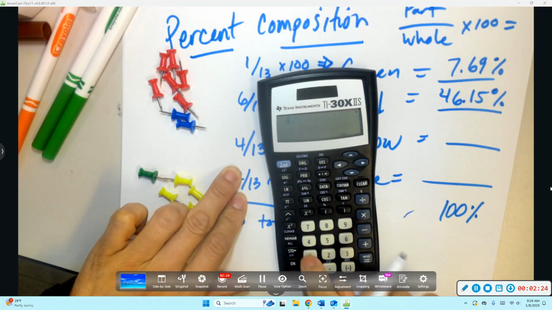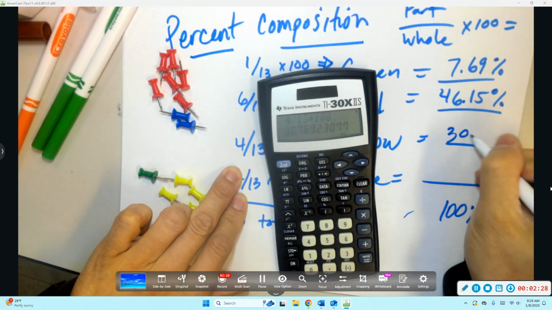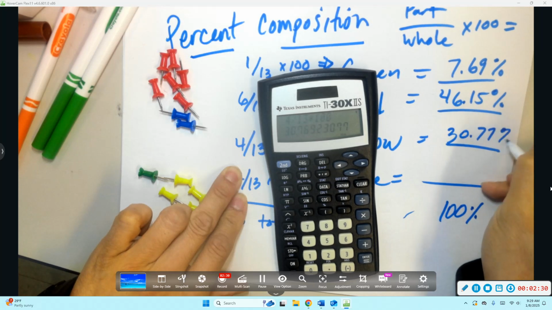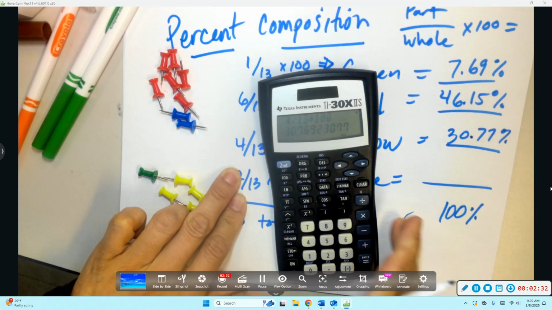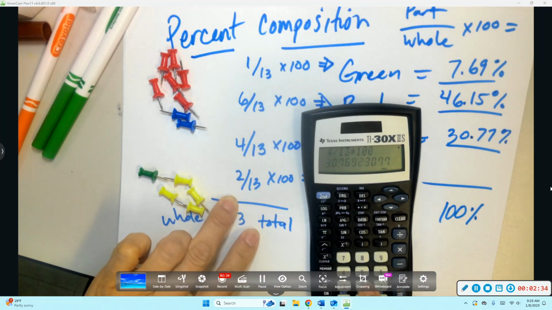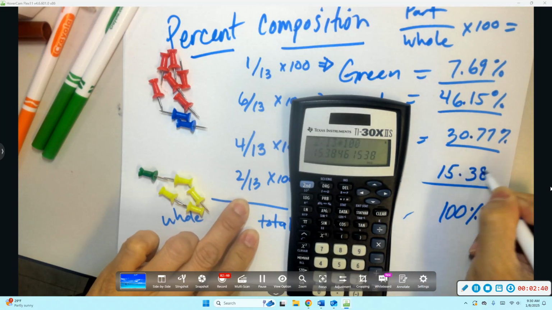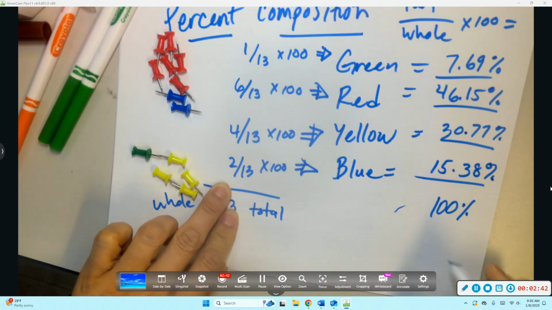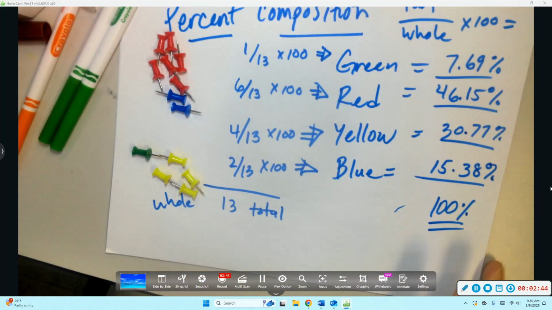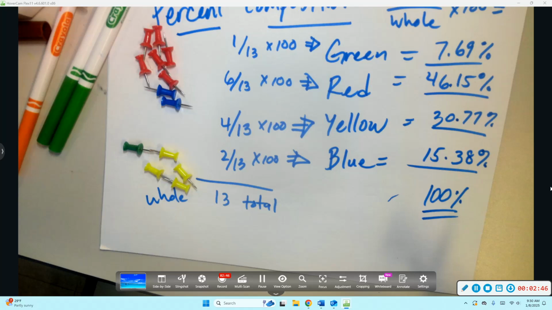And then 4 over 13 is for yellow. 4 over 13 times 100, that'll be 30.77%, right? You know how to round here. Then 2 divided by 13 times 100 is 15.38%. So it should be really close to 100, maybe 0.01 or 0.02 off because we rounded some of these numbers. But that's how we calculate percent composition.